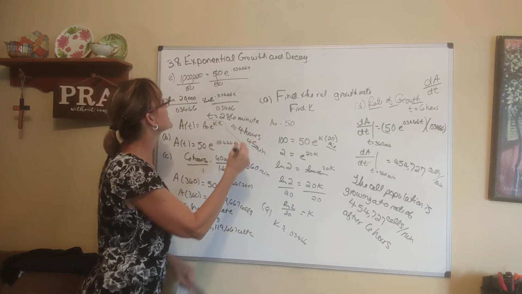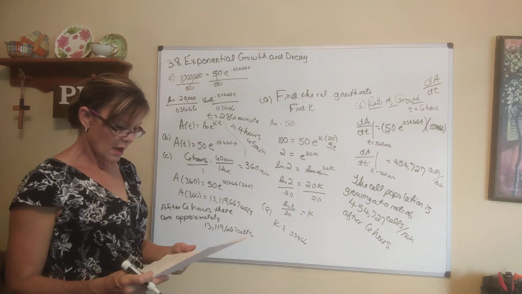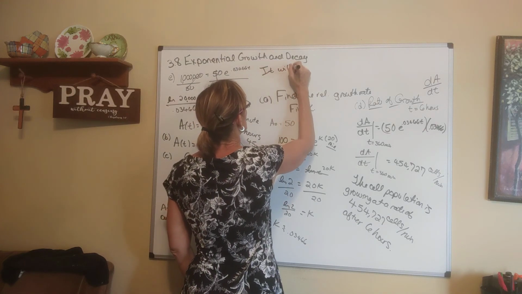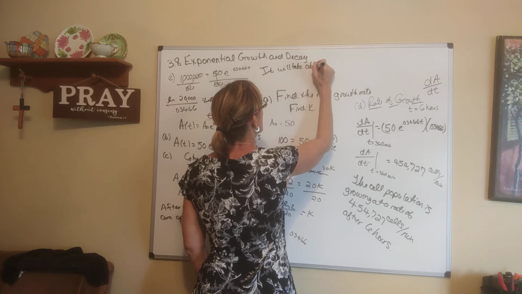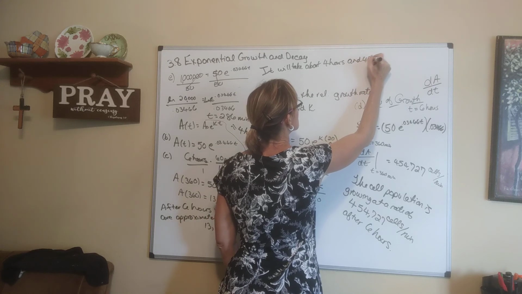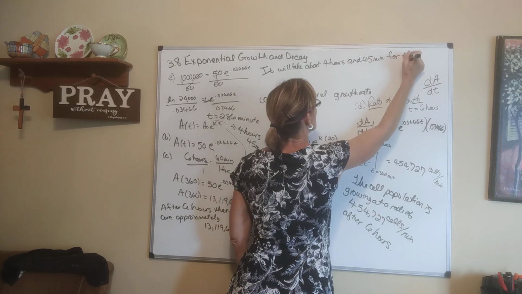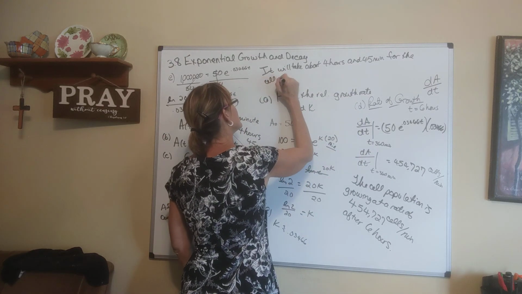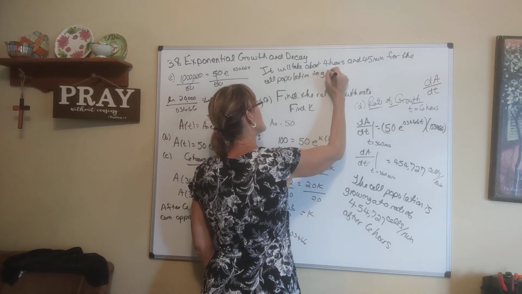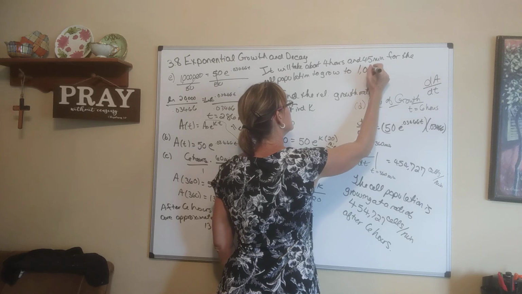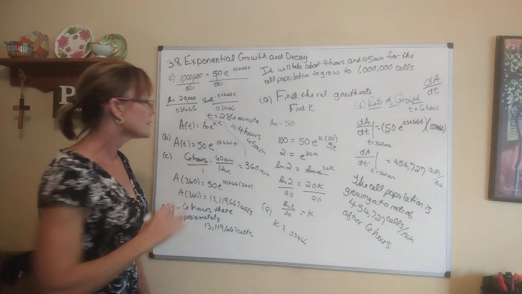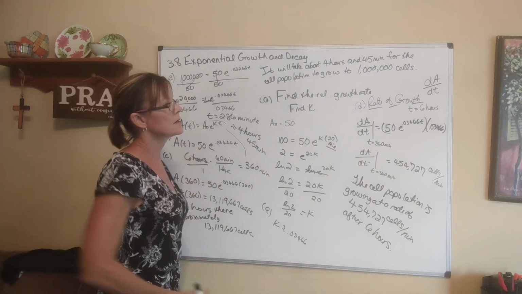Now, lastly, we could write a sentence for part E and say, it will take about 4 hours and 45 minutes for the cell population to grow to 1 million cells.